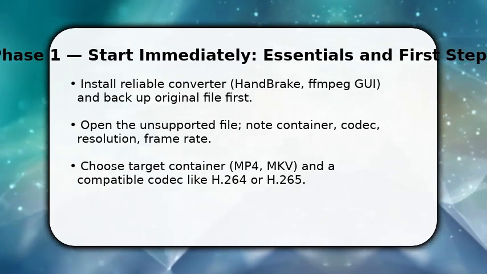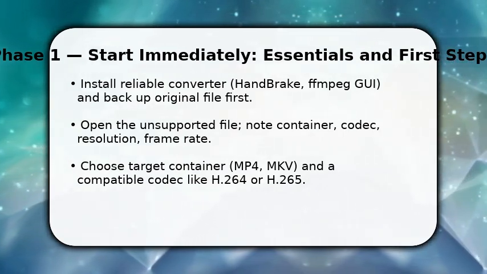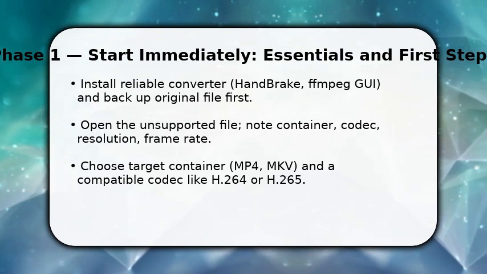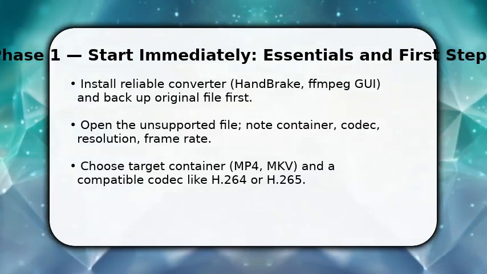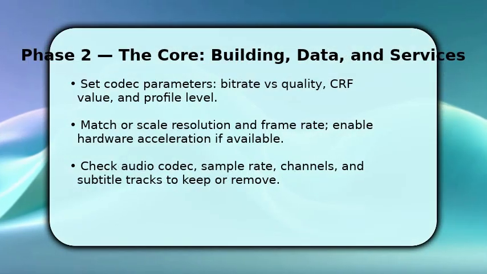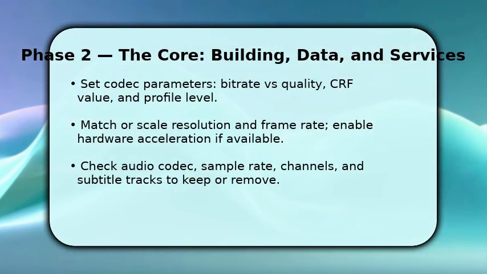Next, choose a target container such as MP4 or MKV and select a compatible codec, H.264 for broad support or H.265 for smaller files. Make sure to pick a preset close to your source to minimize quality loss, then move to detailed settings. Now you fine-tune the encoding settings to balance size and quality.